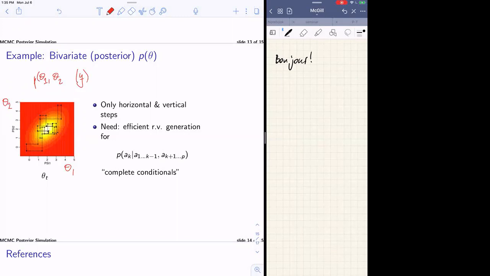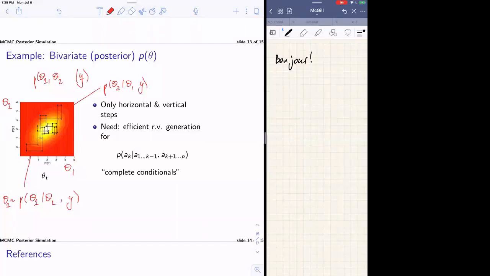But if you did it, can you see these typical horizontal and vertical draws? Each vertical draw is simply when we draw from P of theta 2 given theta 1. And for each horizontal draw, we have replaced theta 1 by a draw from the complete conditional posterior of theta 1 given theta 2. Iterating over these is what the previous algorithm defined. That's what I wanted to tell you by way of review of Bayesian inference and posterior integration.